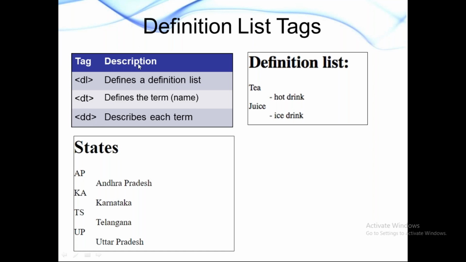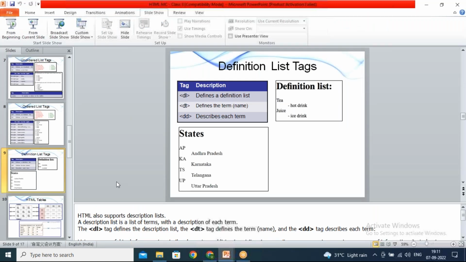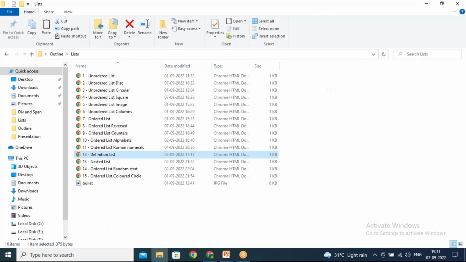So you can say definition term, definition description. The appearance of the list will be something similar to this. First, this is the term, the definition term, and this is the description. The same way you can give the name of the state and the capital like this. Next, let us look at an example for the definition list.